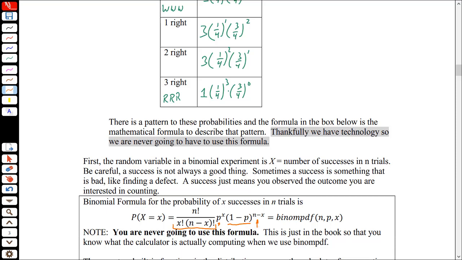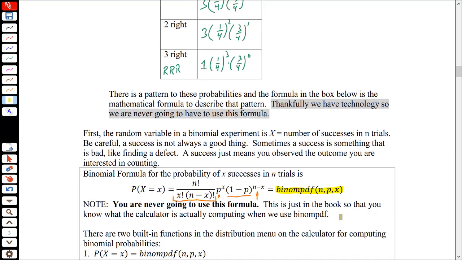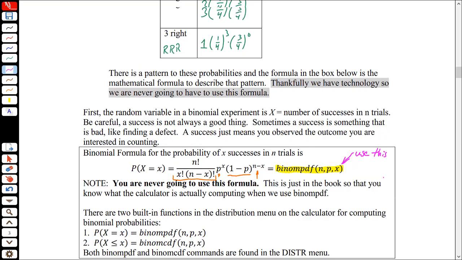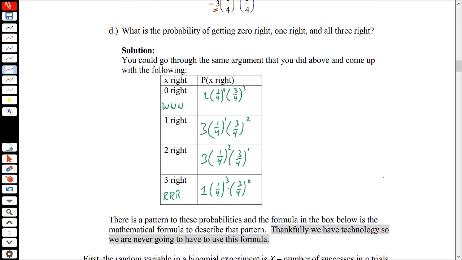We're never actually going to use this formula in this class. We just include it to make a nice, neat observation and to tidy things up. What you are going to do is use this calculator function, Binomial PDF. So keep in mind, you're never going to use the formula, use this calculator function. Now there are actually 2 calculator functions we'll use. We'll describe them both here in a minute. The first one, the Binomial PDF that we just talked about, will give us one of these probabilities at a time.